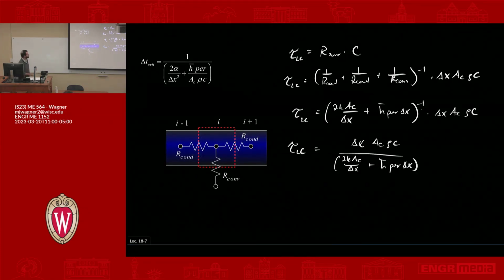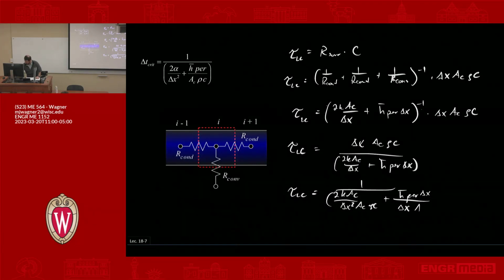So what we can note is that the AC is going to cancel out of these terms, does not cancel out here, but we can just kind of divide out. What else? The delta X is going to cancel out of that term. So we can simplify this down a little bit. If we do that, it becomes the following. Tau LC is equal to 1 over 2K AC over delta X squared AC rho C plus H bar perimeter times delta X over delta X AC rho C. Okay, so that's just dividing through by the numerator.